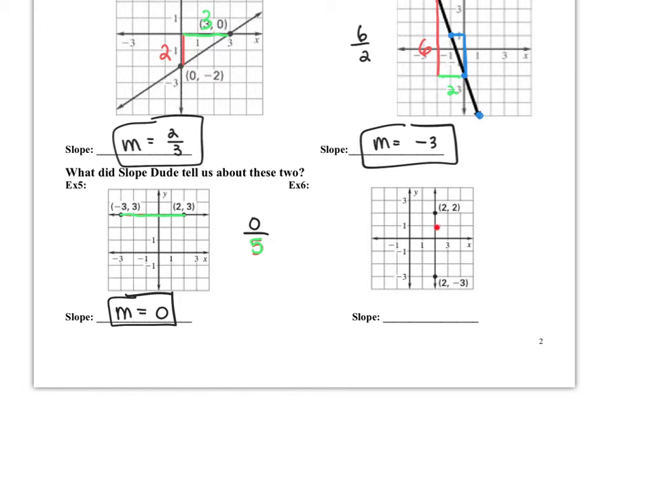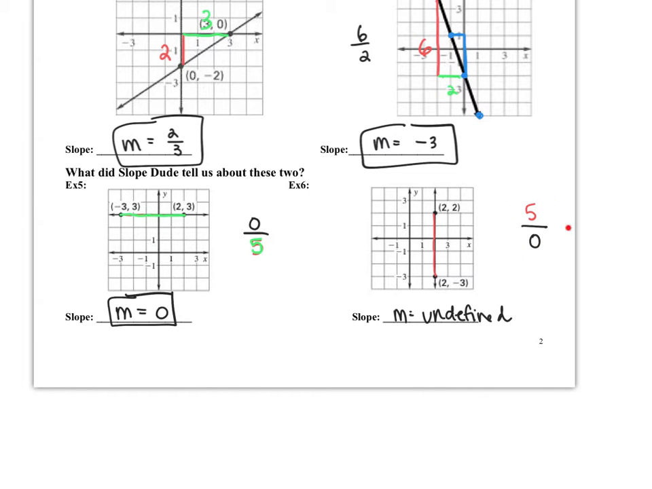Now let's look at this one. On this one in the slope dude video, this is what he said was undefined. It's so steep, we can't even define it. Now if I wanted to find the rise between these 2 points, it would be 1, 2, 3, 4, 5. But the run between these 2 points doesn't exist since they have no separation left and right. And so what this math problem says to do is 5 divided by 0.